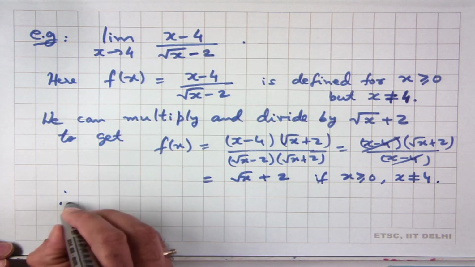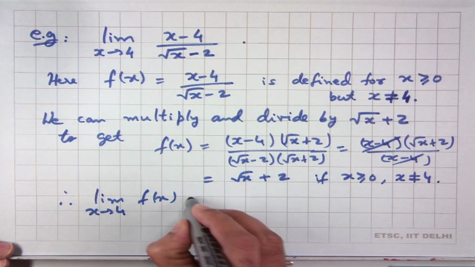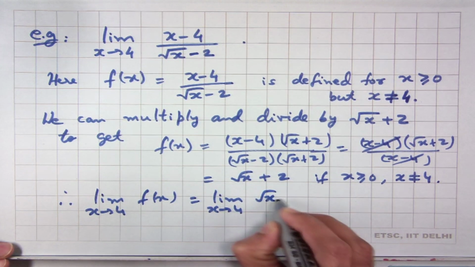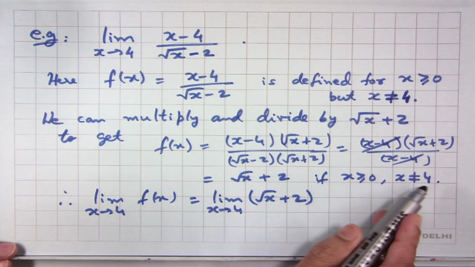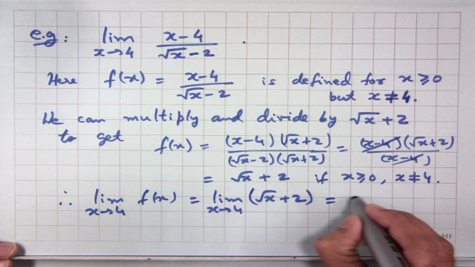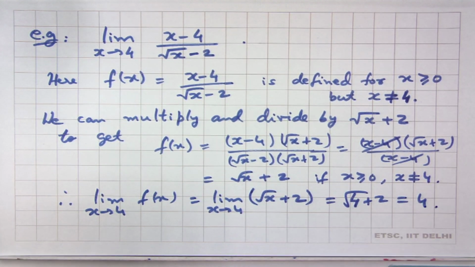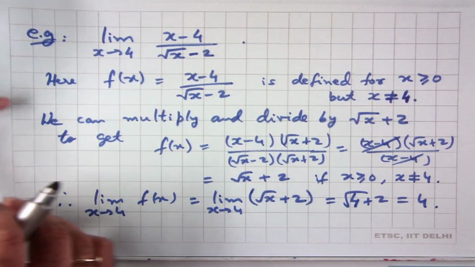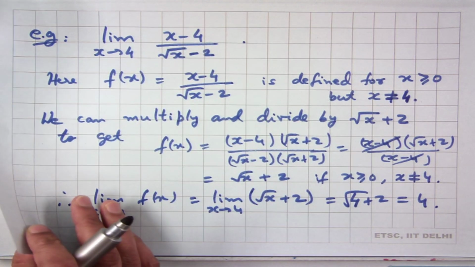So, therefore, the limit of f of x as x approaches 4 is equal to the limit of this function, square root x plus 2, which is the same as the function f of x in a small enough interval containing 4, excluding x equal to 4. So, this is equal to square root 4 plus 2, which is 2 plus 2, which is 4. So, this is another way of calculating limits when the limits of the numerator and denominator are both 0.